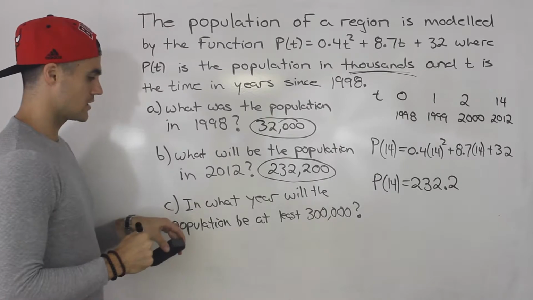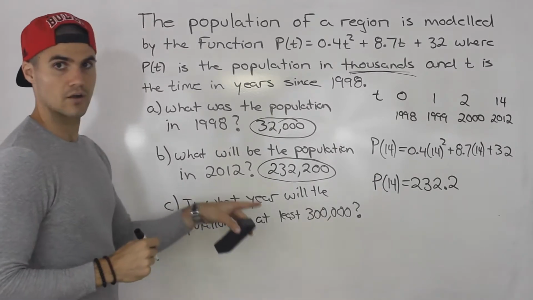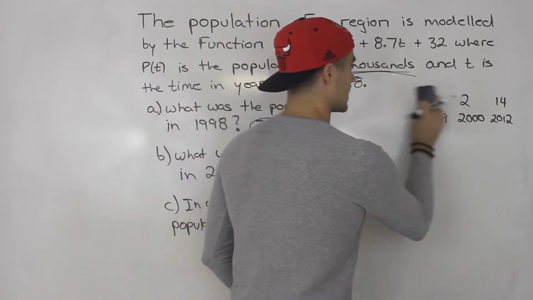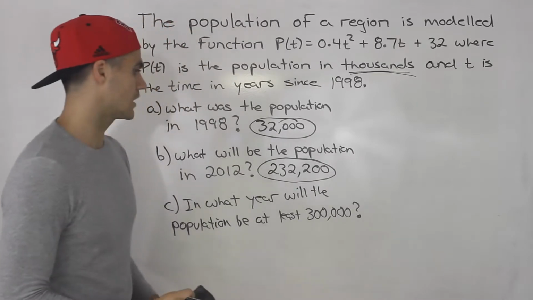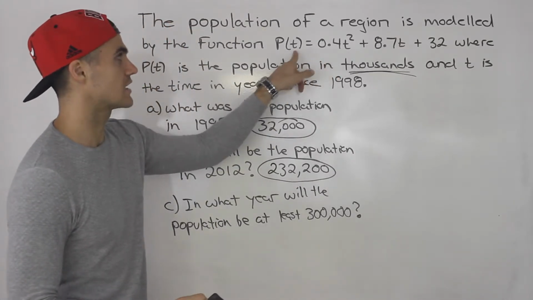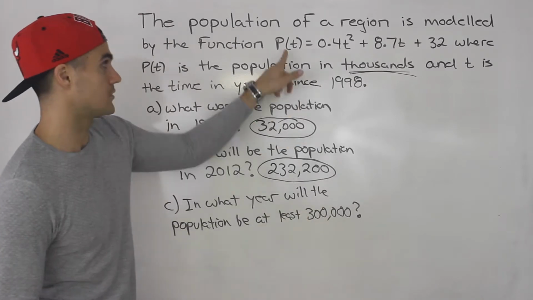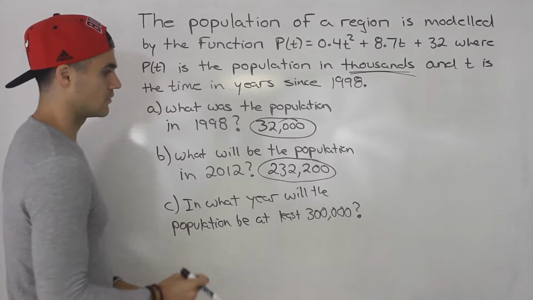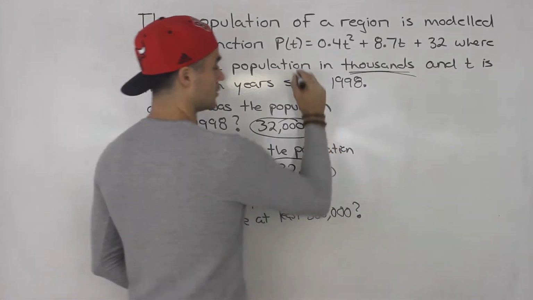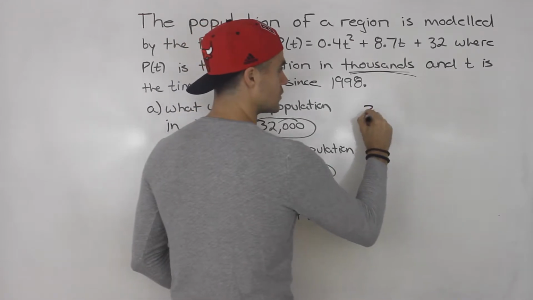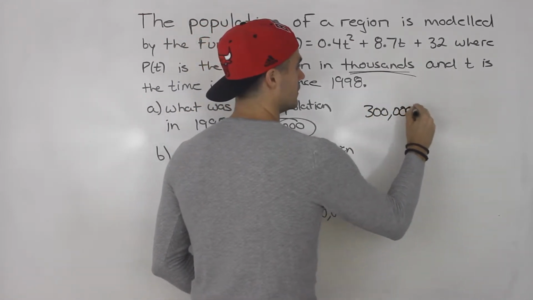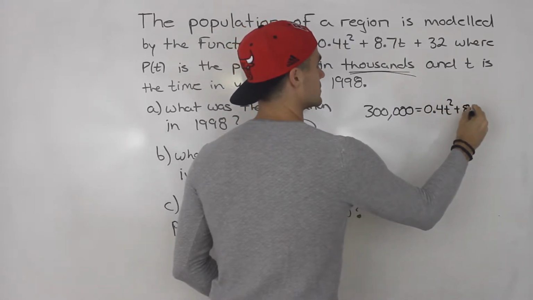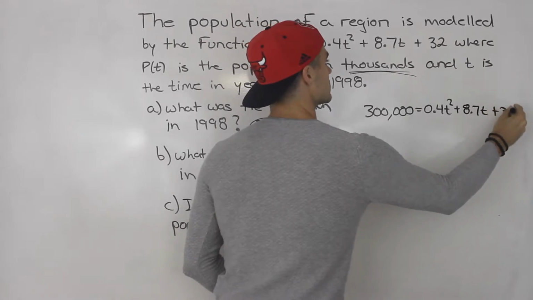And then part C, in what year will the population be at least 300,000? So this question is going to take a little bit more time, because we're not going to be plugging in a value for t and just getting the population. We have to now plug in a population and solve for t. Now, you got to be careful here because you don't plug in the whole 300,000. So you don't write 300,000 equals 0.4t² + 8.7t + 32.